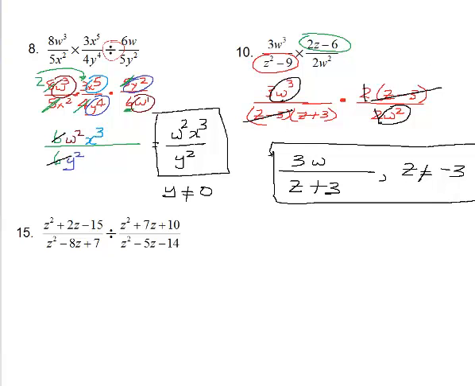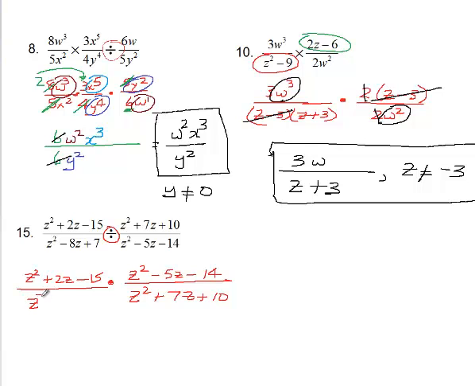Now number 15, we can see a division sign again. So the first thing we're going to have to do is flip that. So I'll do that right away to avoid any confusion. So z squared minus 5z minus 14 on top, and z squared plus 7z plus 10. And over here nothing changed. I'll rewrite it one more time. 2z minus 15 all over z squared minus 8z plus 7.